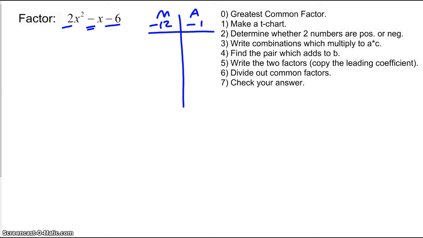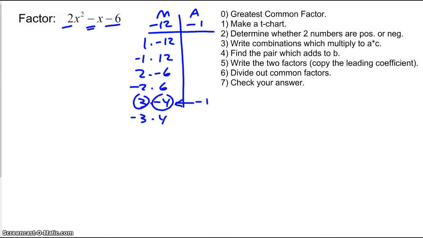So I look for this and I say, all right, I need a negative 12. I can get that with a 1 times a negative 12, or a negative 1 times a positive 12, or a 2 times a negative 6, or a negative 2 times a 6, or a 3 times a negative 4, and a negative 3 times a positive 4. And the one that's going to add up to negative 1 is this one right here, right? Positive 3 plus negative 4 does add up to negative 1. So the numbers are 3 and negative 4.